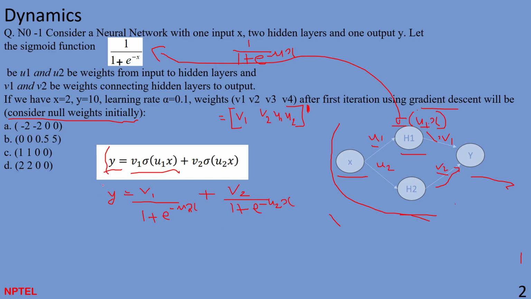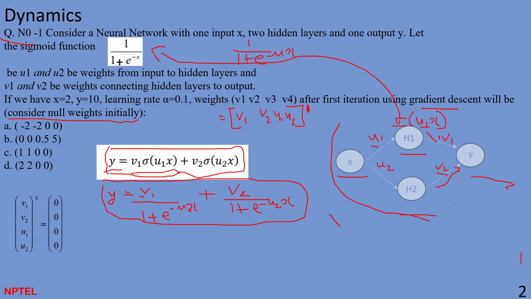So this is your y, or your desired output, and you need to calculate v1, v2, u1, u2 after the first iteration, right? This equation you can easily get. I'm using the same equation which Professor Suwakana was using.